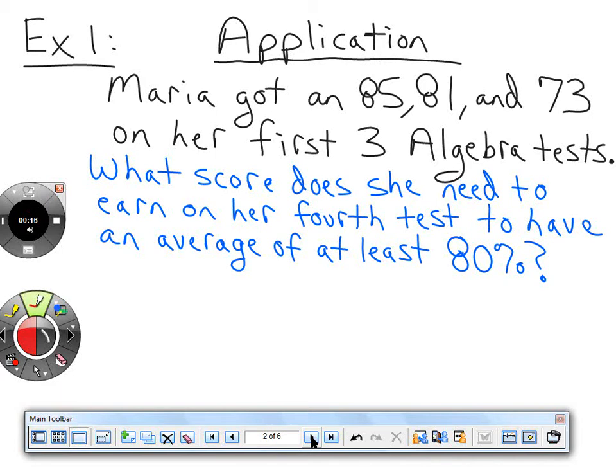Maria got an 85, 81, and I should say a 73 on her first three algebra tests. What score does she need to earn on her fourth test to have an average of at least 80%? Or at least 80, I should say, to be consistent.